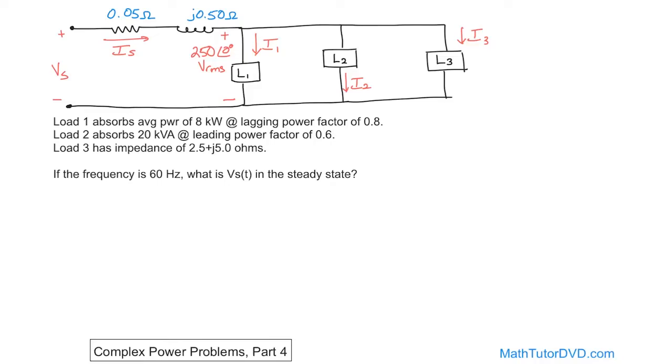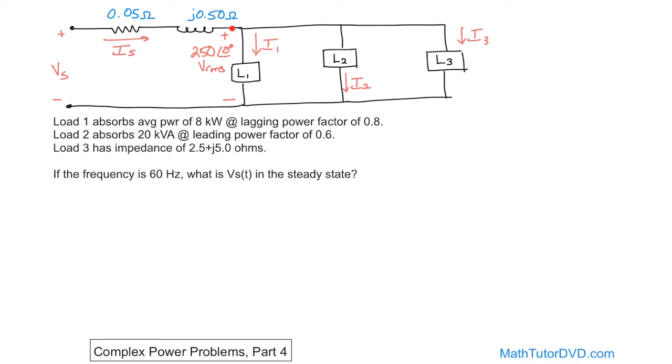We have kind of a more complicated problem here, but once you break it down, it's not going to be too bad. So what we have is a circuit. We have an unknown voltage source, we call it Vs here. There's some current coming out of that, and it's going through some line impedance here, which is resistive and inductive. But then we have three unknown loads here, load 1, load 2, and load 3, and we have the current flowing through each of these loads labeled as I1, I2, and I3.